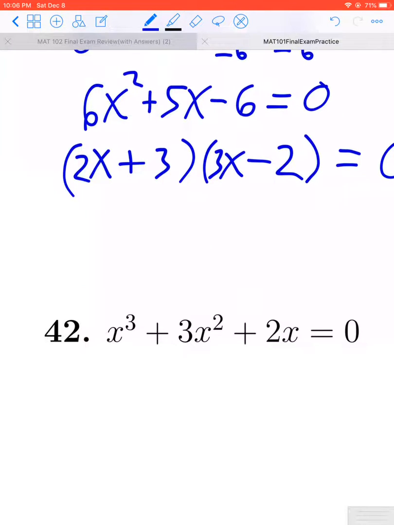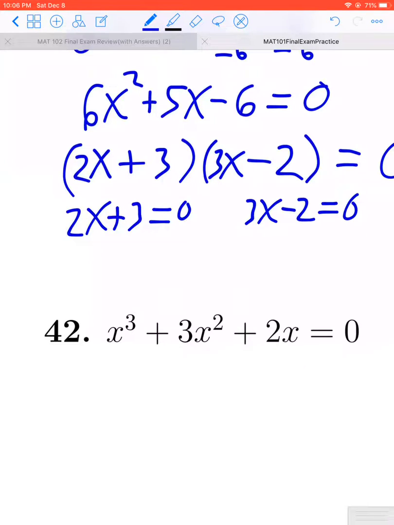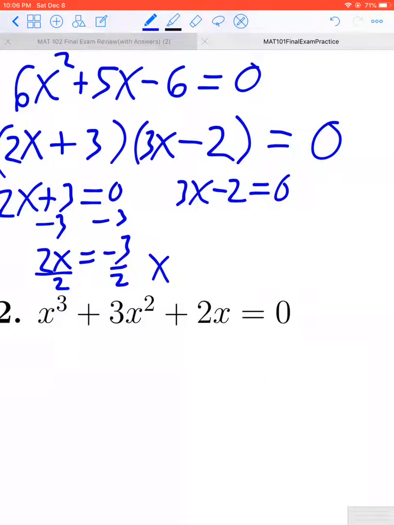Once you have it factored, you just set each factor equal to 0. 2x plus 3 equals 0. 3x minus 2 equals 0. Solve each equation individually. Subtract 3. We get 2x equals negative 3. Divide by 2. Divide by 2. That gives us the solution x equals negative 3 halves.